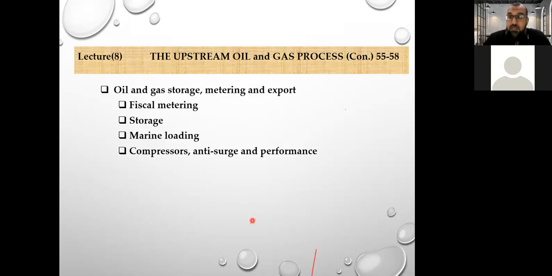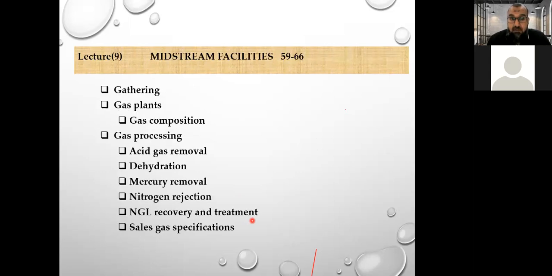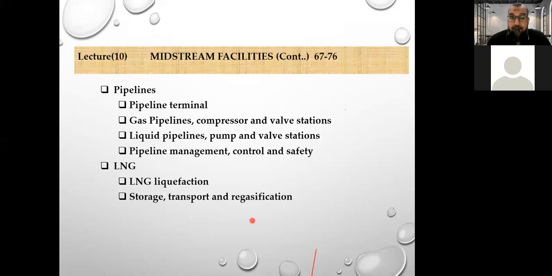Then we'll continue speaking about the upstream. We'll speak about the oil and gas storage. There is storage in oil and gas, the metering and export, and we'll speak in detail about it. Then we'll go to the midstream sector. We'll speak about gathering, gas plant, gas processing. Then midstream also will speak about pipeline and LNG. LNG is liquefied natural gas.